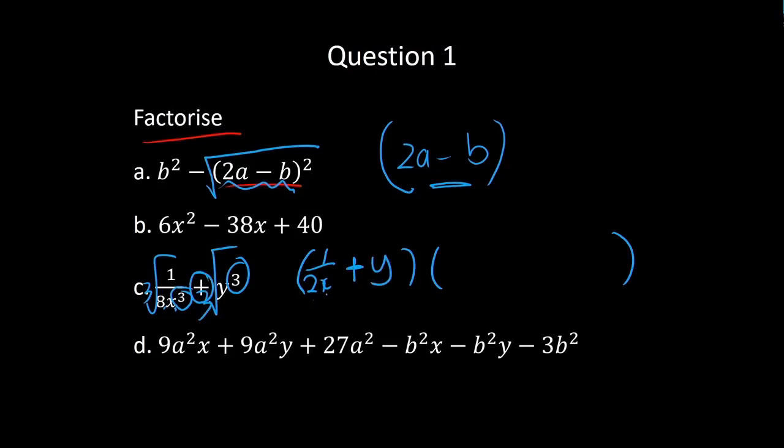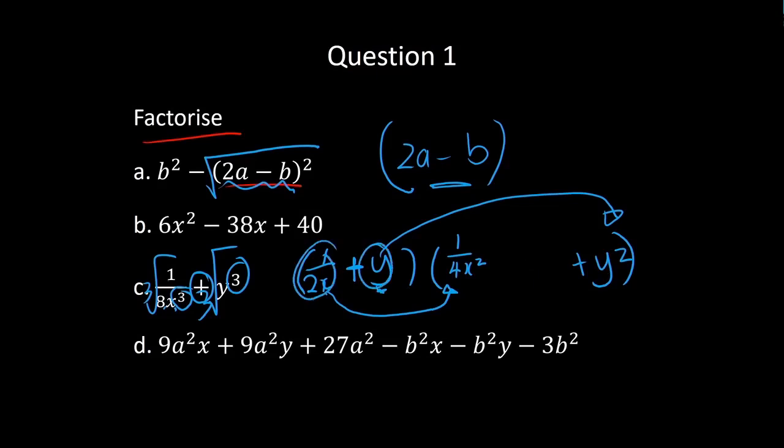All right. In your second bracket, your first term is going to be the square of the first term in the first bracket. So it's going to be 1 over 4x squared. Your last term is going to be the square of the second term in the first bracket. So the square of y will give me y squared. The middle term is the product of those 2 terms in your first bracket, so y times 1 over 2x, which is y over 2x, with the opposite sign. So we had a plus here, therefore now we're going to have a minus.